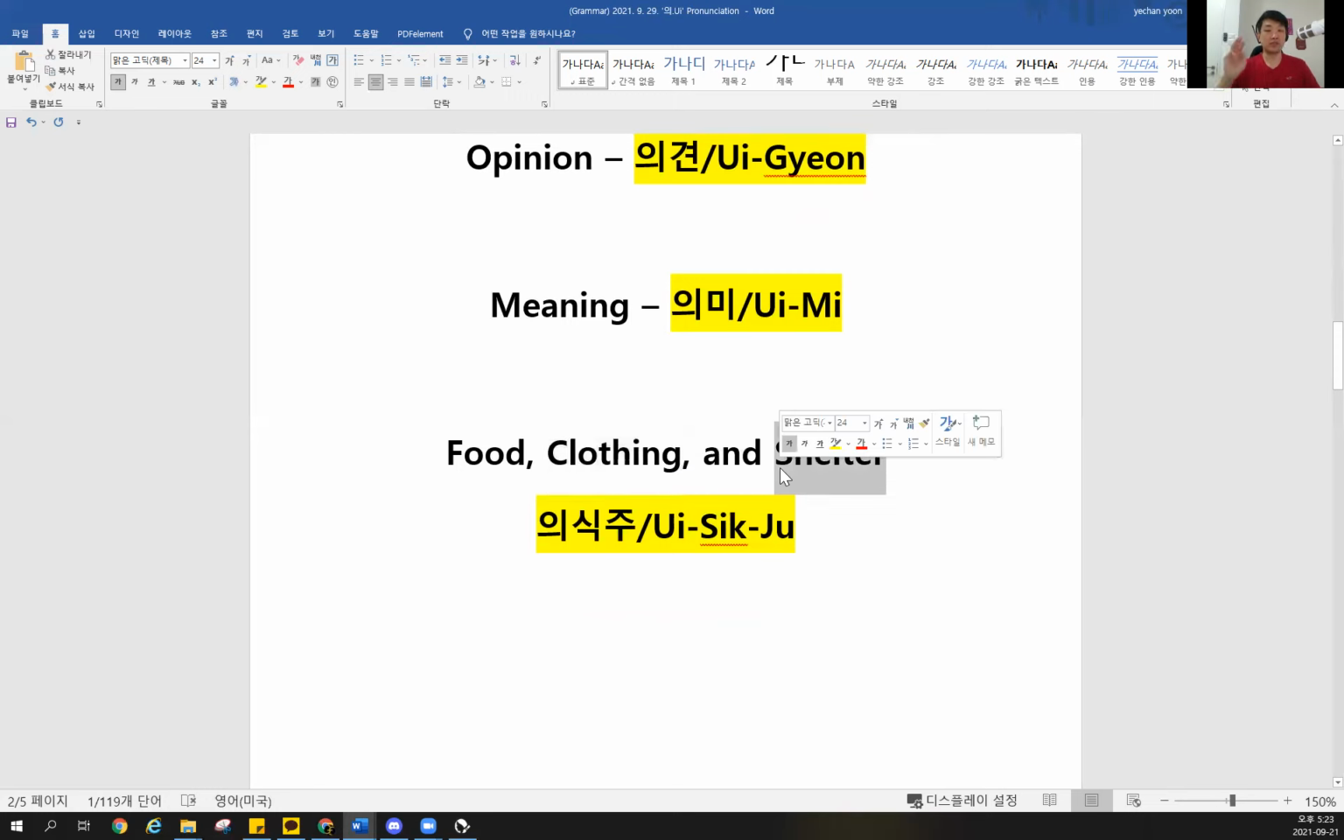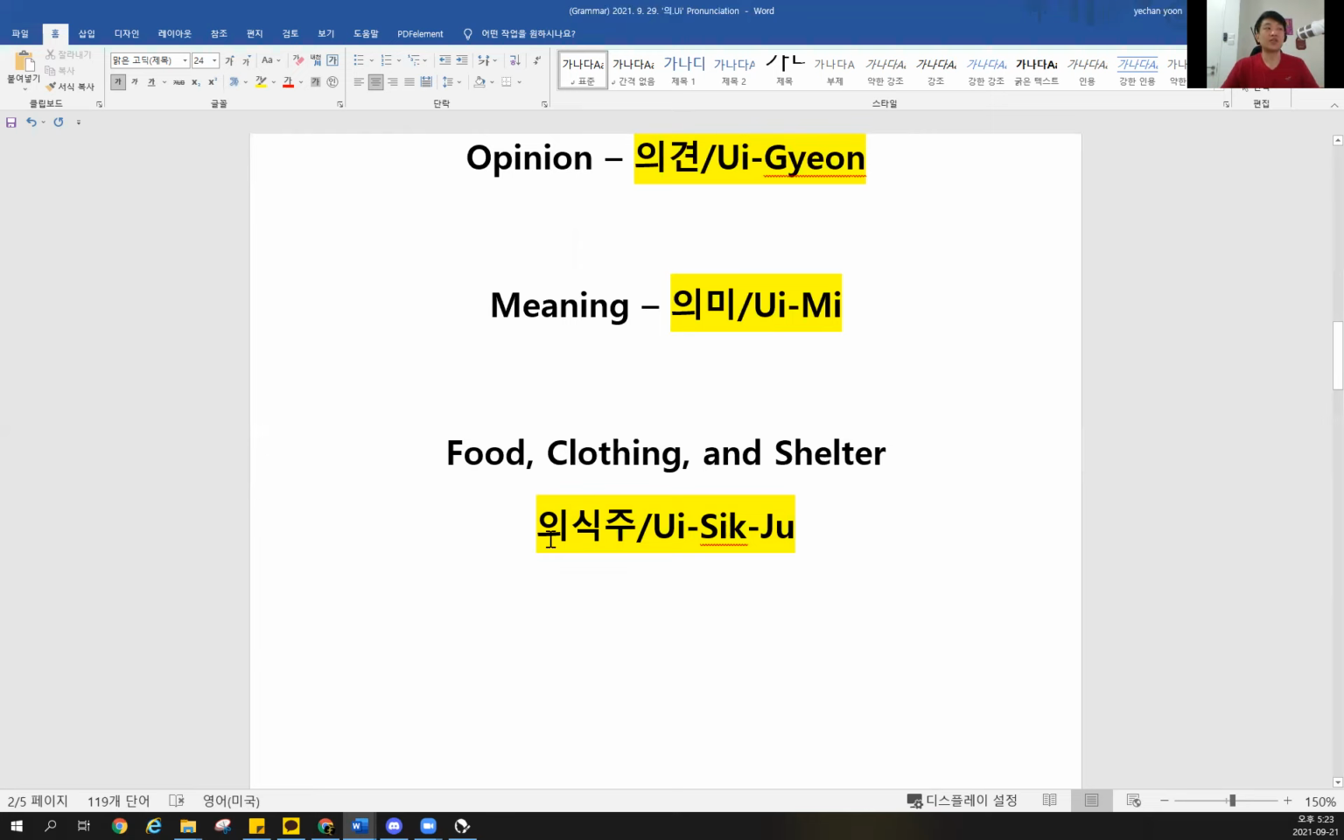All right. Food, clothing, and shelter. This is like the three basic things for our life, right? So how can you say this one? 의식주. Actually, the 의 is the clothing, and the food is 식, and 주 is the shelter. This is based on Chinese pronunciations. But we usually use this word when we describe our life, like in an essay or something. We use this word a lot to describe our life pattern.